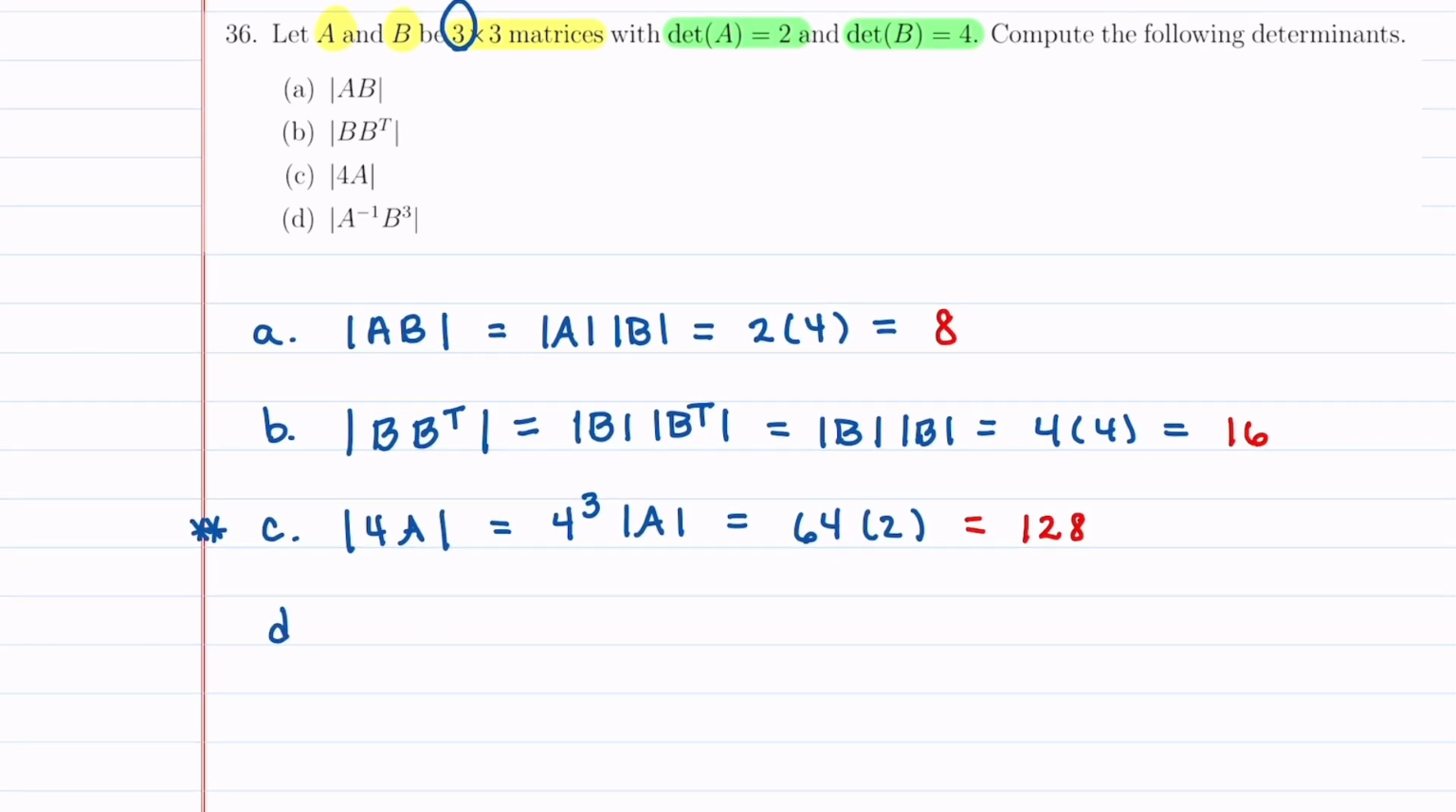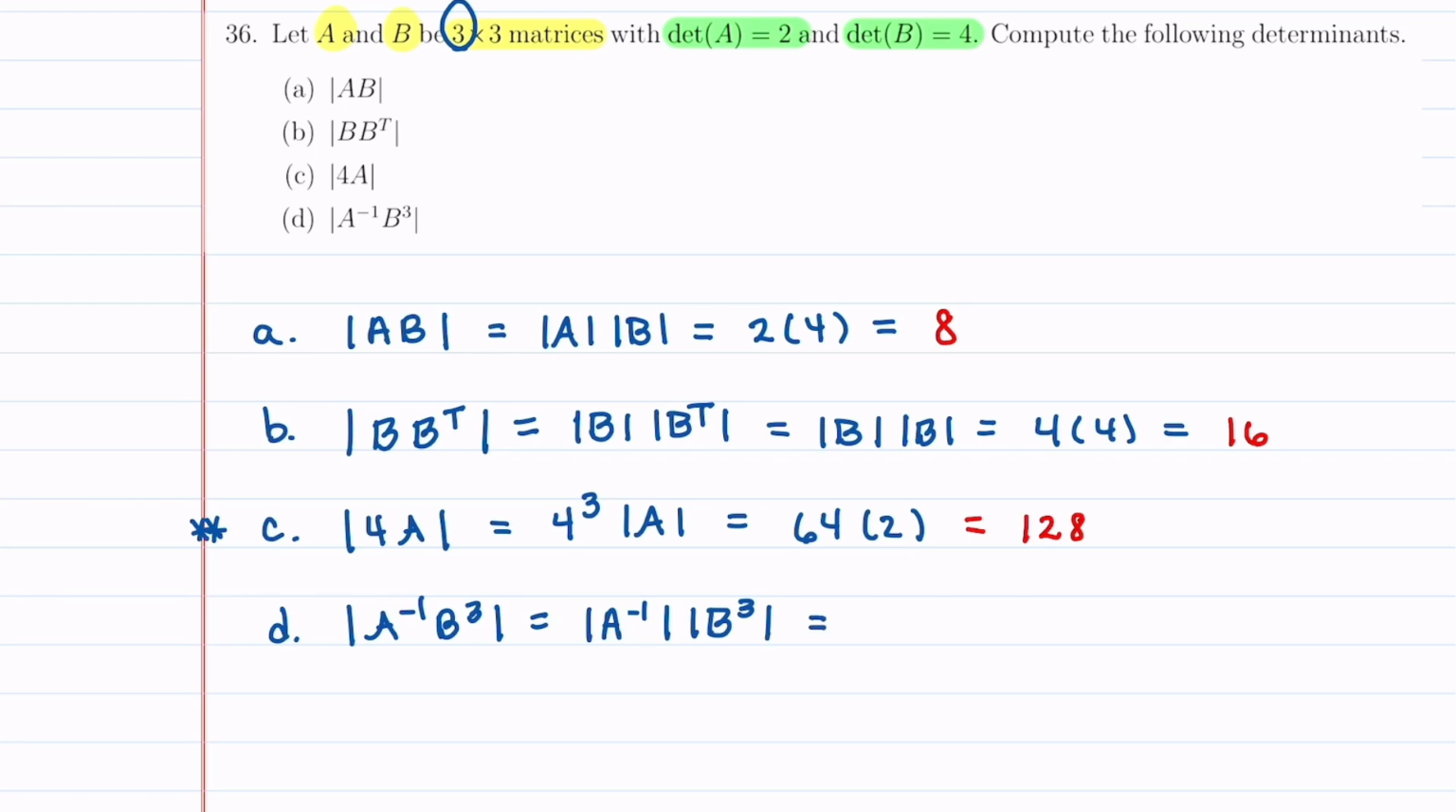Let's now look at part D. We're going to find the determinant of A inverse times B cubed. Again, just like parts A and B, it's a product. So we can write this as the determinant of A inverse times the determinant of B cubed.